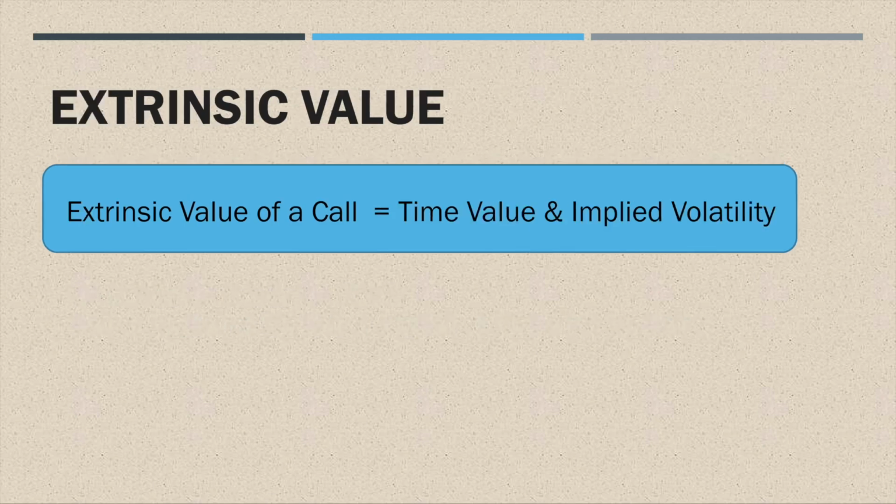Now, the next component is the topic of much confusion, which is the extrinsic value. A lot of people call it simply time value, but it's really more complicated than that. But I will not go into that in this video. So basically, extrinsic value of a call is the time value and the implied volatility. Notice I didn't say time value plus implied volatility, because it's more complicated than that. So let's just remember that extrinsic value of a call is the time value and implied volatility combined together.